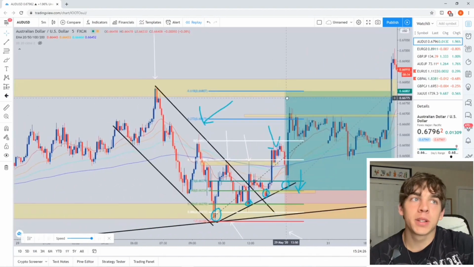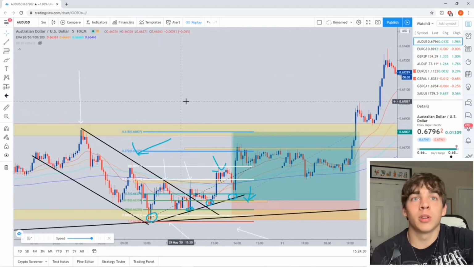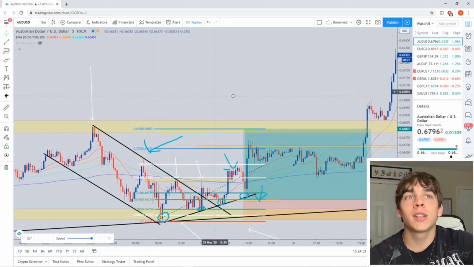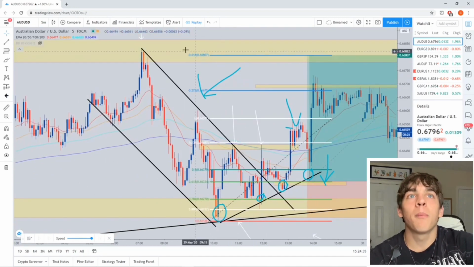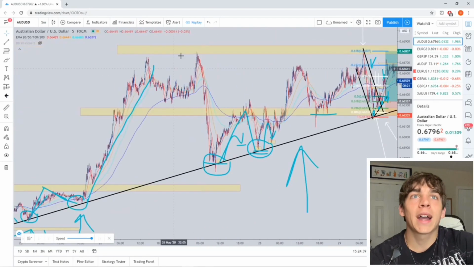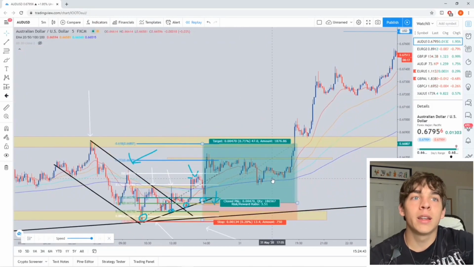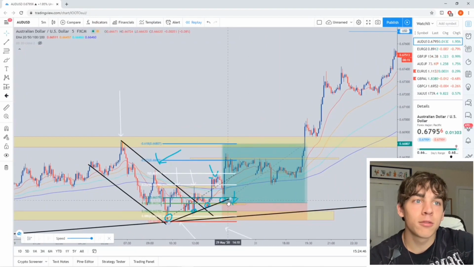We're taking price up to the 618. The reason for this is because the 618 is going to be the exit zone for the Fibonacci, and then it'll be the 618 combined with this previous high here, which is also acting as a resistance level. So all in all, it definitely makes sense to take price up to this level.